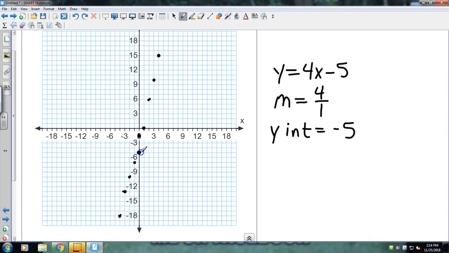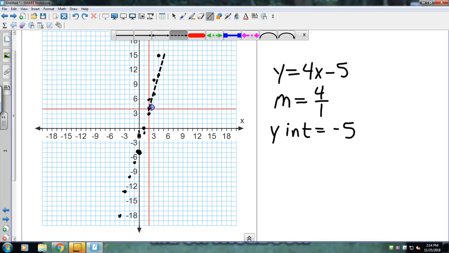I'll make this one a little bit bigger. And then my slope tells me to go up 4, to the right 1. So 1, 2, 3, 4, to the right 1. And I'm just going to keep doing it. And then I'm going to draw that line. So basically this line goes through here.